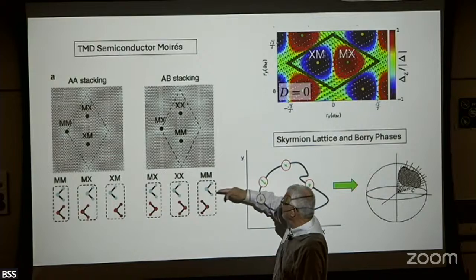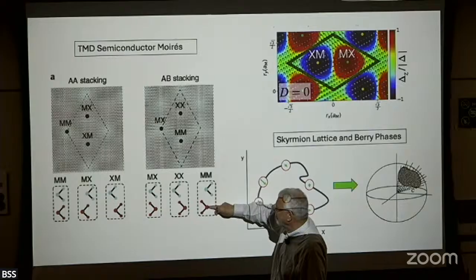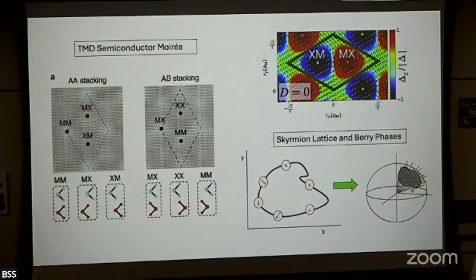But in this case, because I've rotated by 180 degrees, what was momentum minus K, let's say in the bottom layer, becomes momentum K. So the momentum-conserving tunneling is actually between states that have opposite spin. And for that reason, if you try to make a model of these Moirés when you have close to AB stacking, it's practically zero.